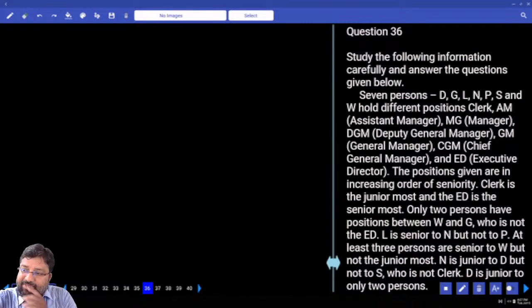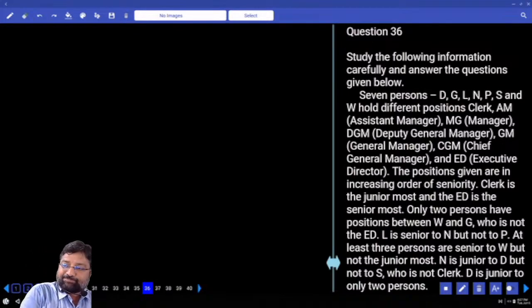D, G, L, N, P, S and W hold different positions: Clerk, AM, Manager, DGM, CGM, ED. The positions given are in increasing order of seniority. Clerk is the junior most and the ED is the senior most. Whenever you see a hierarchy of different posts, what will you do? Write them in order, with the highest post at the top. Clerk is the junior most.